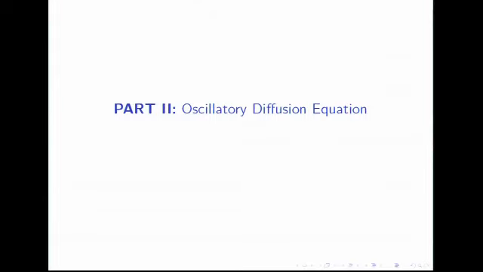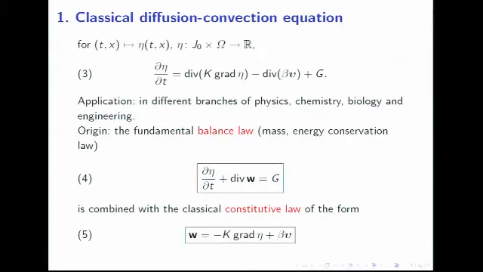Now, oscillatory diffusion equation. The classical diffusion convection equation for the function eta can be seen here: d eta by dt = divergence (k gradient eta) minus divergence (beta v) plus g.